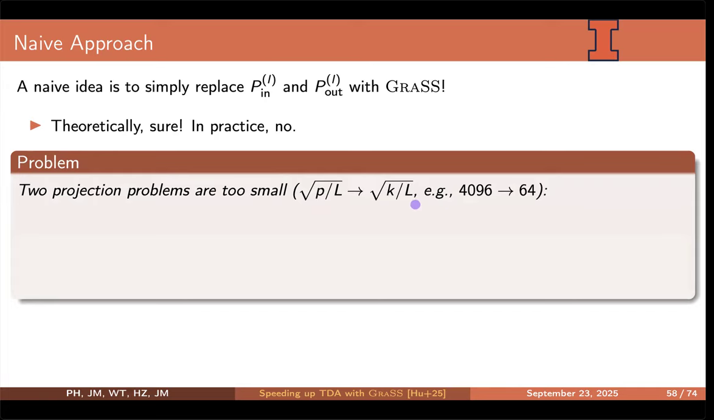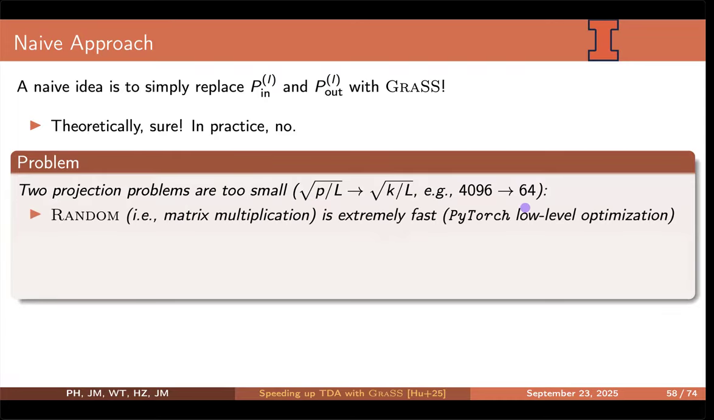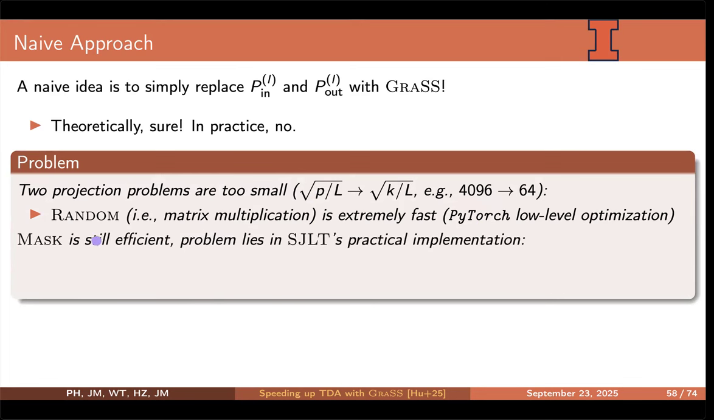So to ground the understanding, the actual problem size is typically like 4,000-ish to probably 60. And random is extremely fast. Remember the benchmark results we talked about a while ago? This problem size is like nothing. So matrix multiplication provided by PyTorch is already extremely fast. However, for our GraSS, as SGOT's practical implementation suffers in this small problem size.